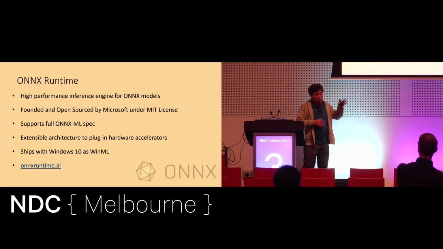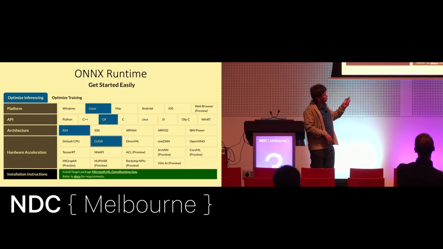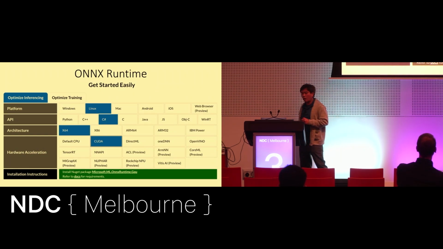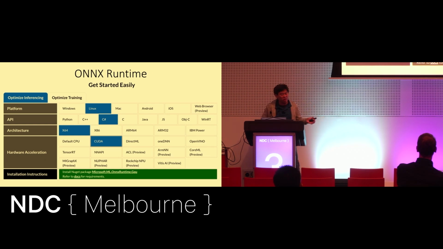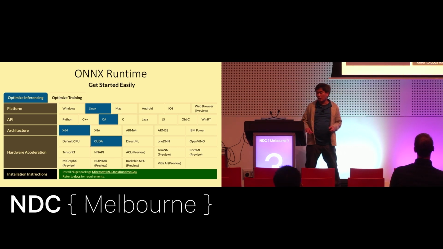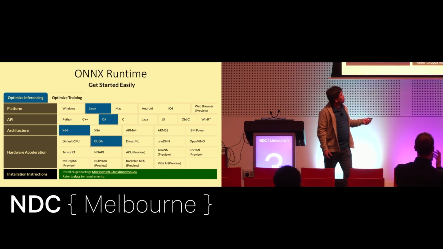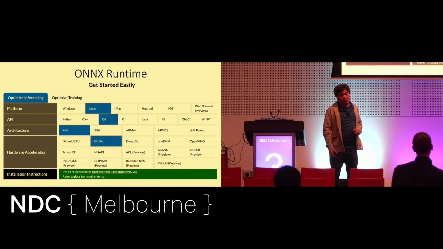But ONNXRuntime.ai allows you to select, like in this case, I have a Linux device, I want to run it in C#, with that architecture, and I want to use the GPU. It gives you instructions on how you would run these models and incorporate them into your application. In this case, we're going to be talking about this side right here, where you have the web browser.